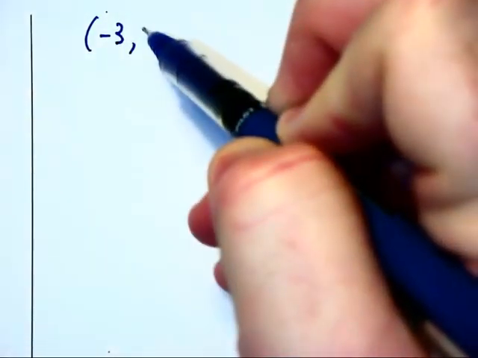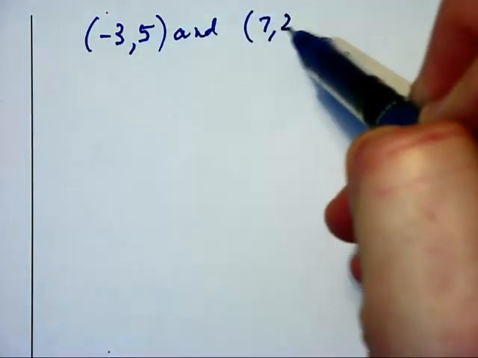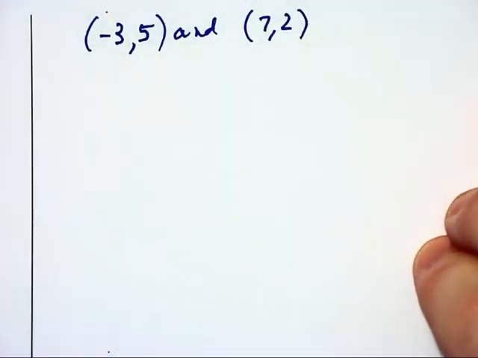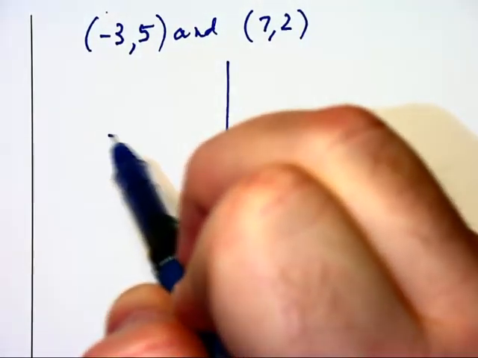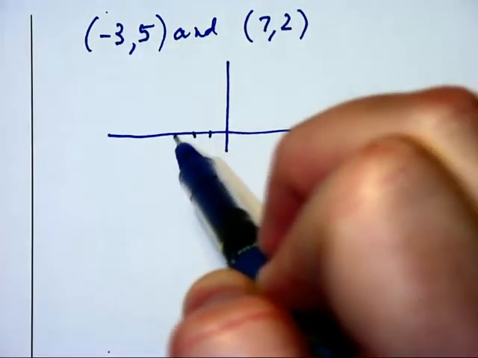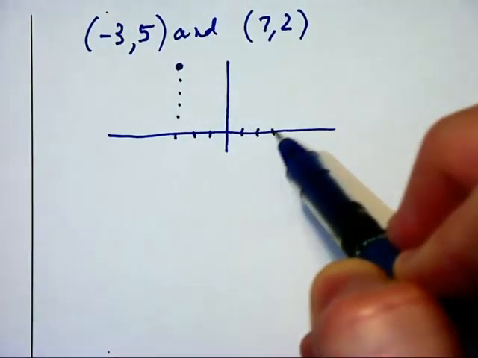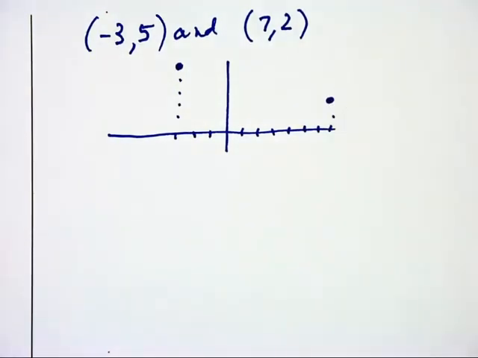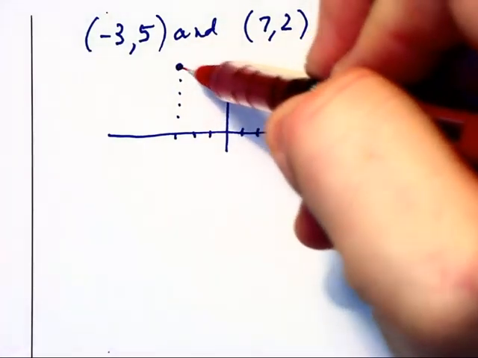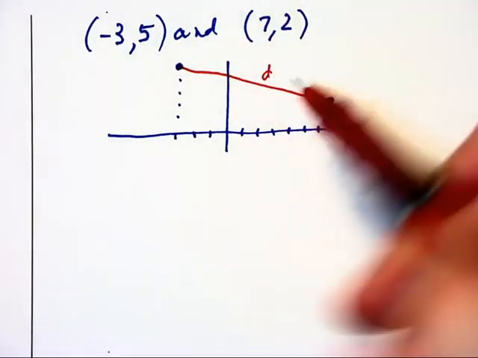Now let's find the distance between these same 2 points, -3, 5, and 7, 2. Now for this first problem, I'm going to actually draw a quick sketch of what's going on here. -3, 5 is 3 units to the left and 5 units up, and 7, 2 is going to be 7 units to the right and 2 units up. So basically, I need to find the distance or length of that line segment that I've just drawn in there.